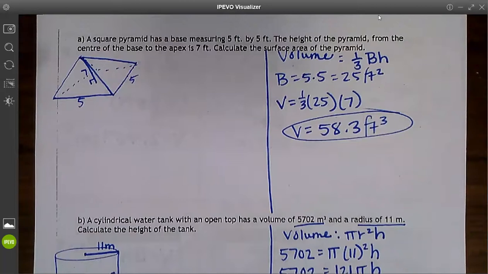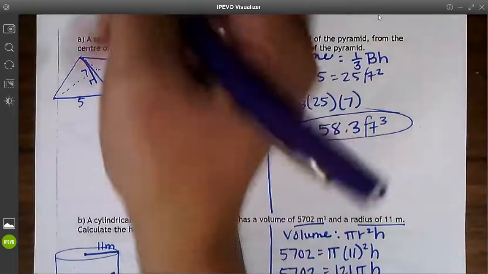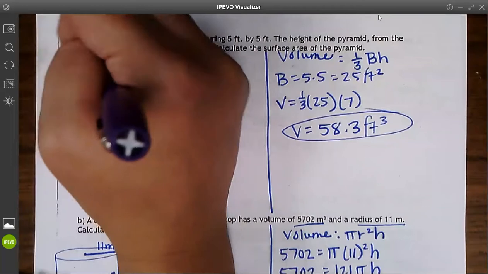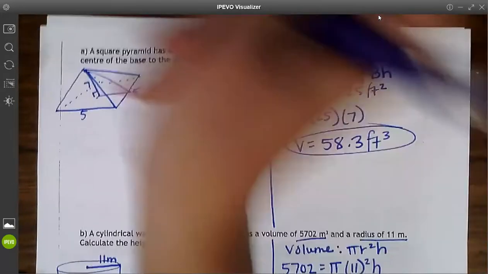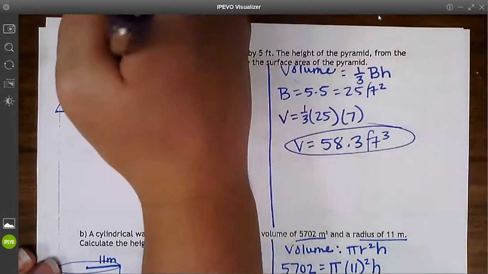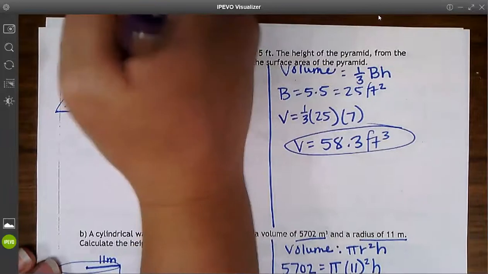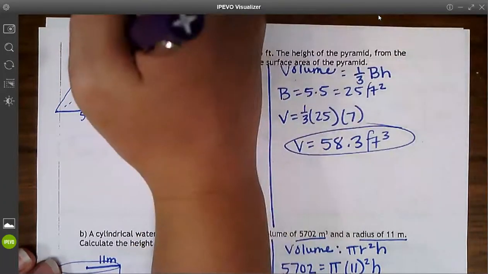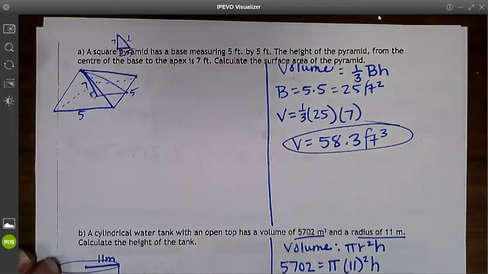A square pyramid has a base measuring 5 feet by 5 feet. The height of the pyramid from the center of the base to the apex is 7. Calculate the surface area of the pyramid. Because this is a square pyramid, that height is going to cut this side in half. So to create this right triangle, I know it doesn't look right, the height here is 7, the side is half of 5, or 2.5, and then this would be L, my slant height. I need that to find the area of the faces of the triangles.